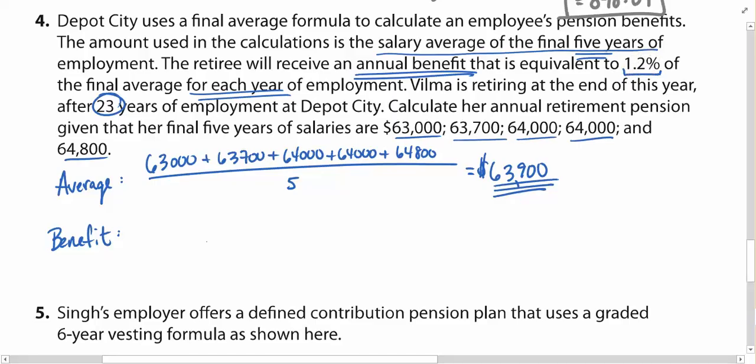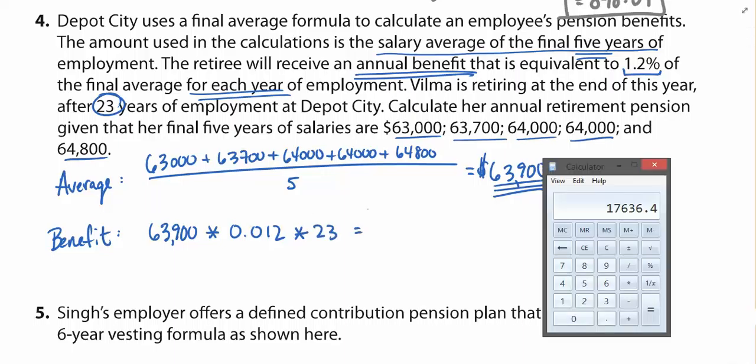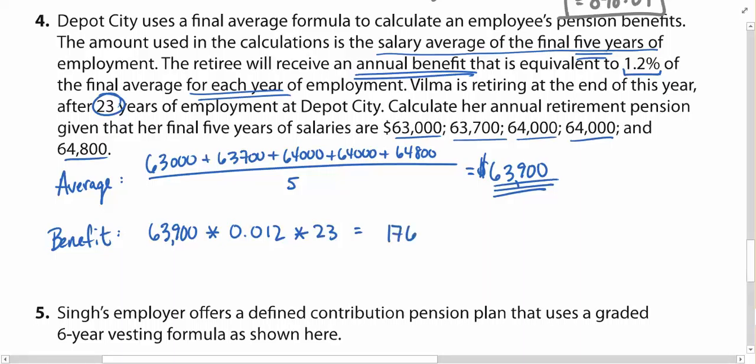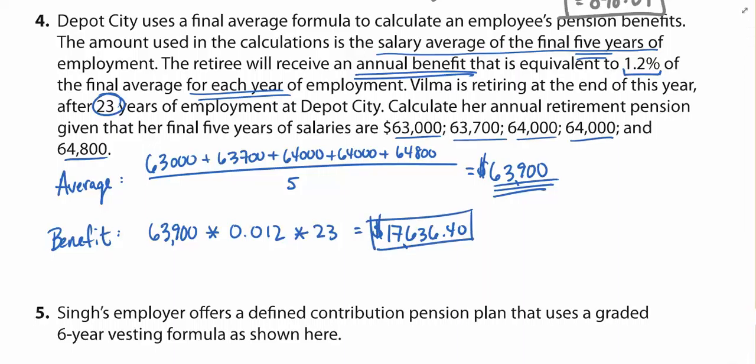Her benefit, and this is an annual benefit, is equal to 1.2% of the average, so $63,900 times 1.2%, as a decimal it looks like 0.012, for each year that she worked, and she worked 23 years. So the product of these 3 numbers appears to be $17,636.40. This is her annual benefit. And if we wanted, we could turn this into a monthly benefit as well, but the problem didn't ask for that, so we'll stop here.